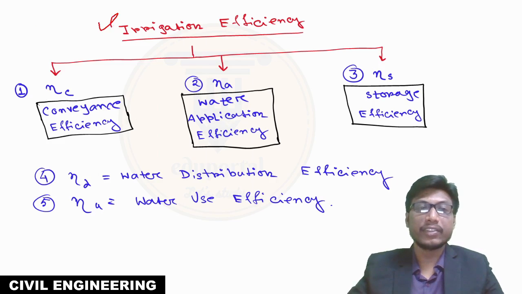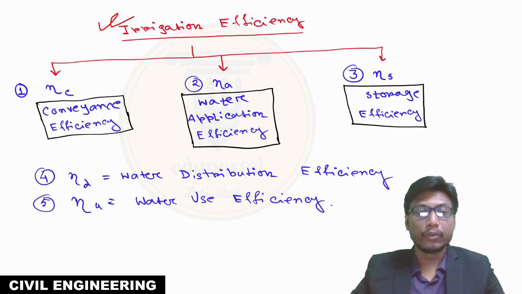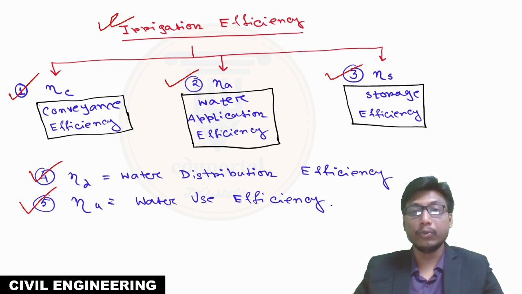So irrigation efficiency, 5 irrigation efficiencies that you need to write. First of all, conveyance efficiency, that is eta C. Then water application efficiency, that is eta A. Storage efficiency, that is eta S. And then water distribution efficiency, that is eta T, and eta U is the water use efficiency.